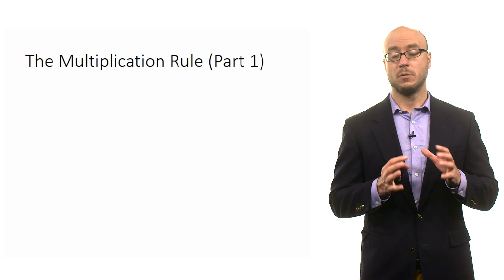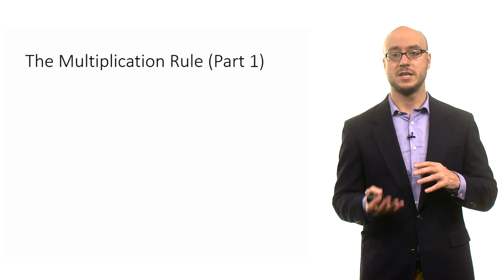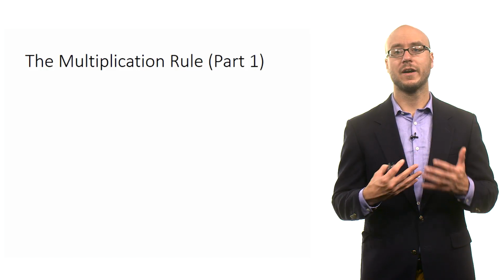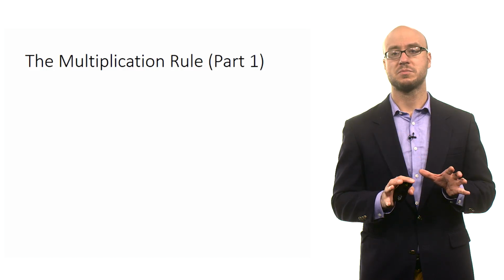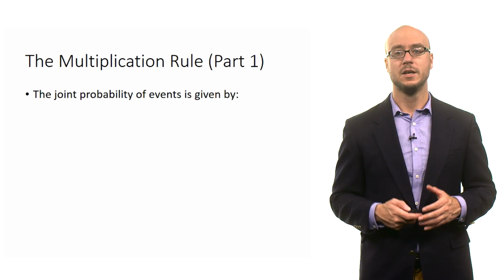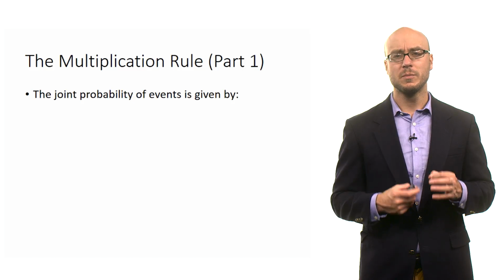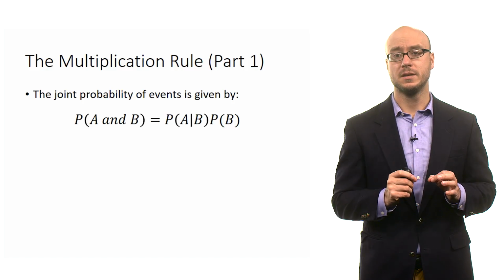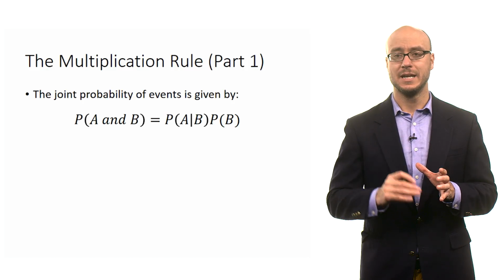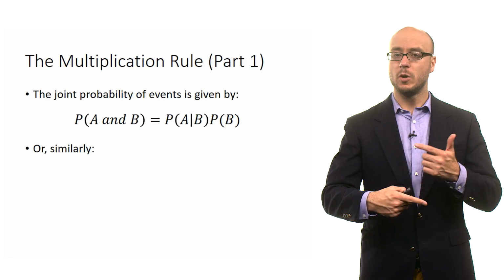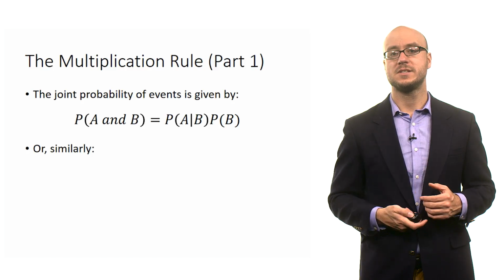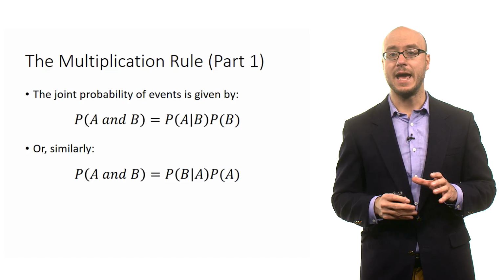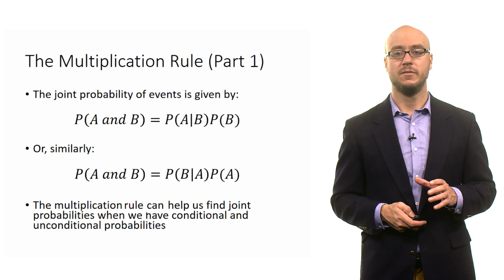Another way to work with conditional probabilities in relationship to joint probabilities is to use what's called the multiplication rule. There are two variants of the multiplication rule. It's the same expression, just rewritten in a slightly different way. The multiplication rule tells us that the joint probability of events is given by this equation: the probability of A and B equals the probability of A given B times the probability of B. And we can also rephrase this: the probability of A and B equals the probability of B given A times the probability of A.